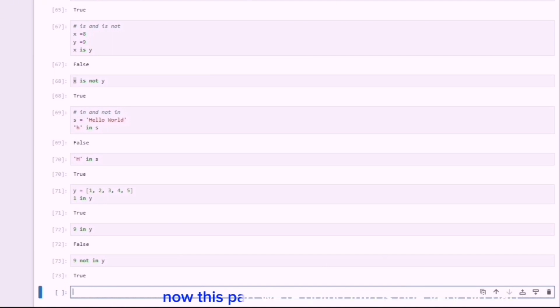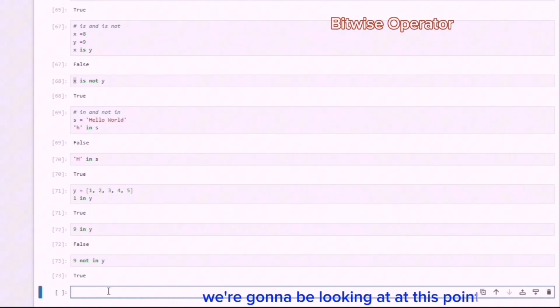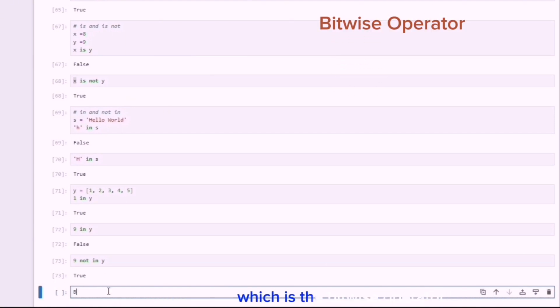Now, this part we are going into is one very big part, which is the bitwise operator. So if you are exhausted at this point, I would advise you take a chill and come back. We're going to be looking at the last one, which is the bitwise operator.